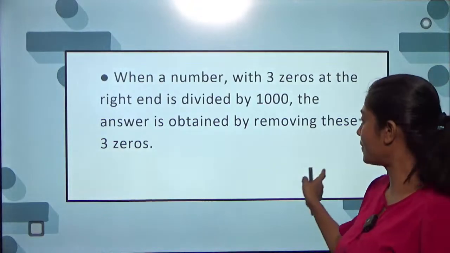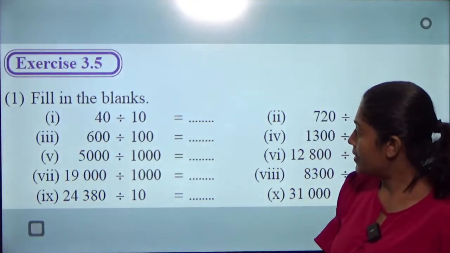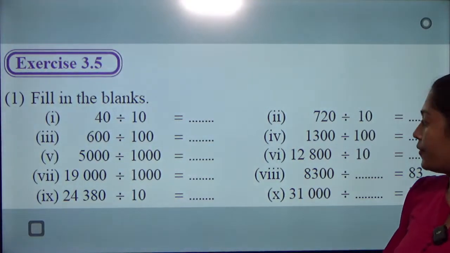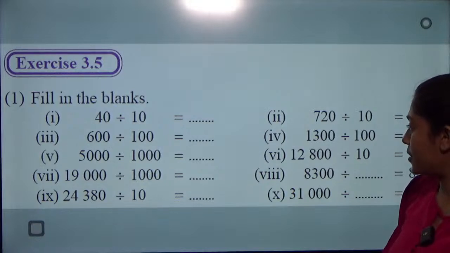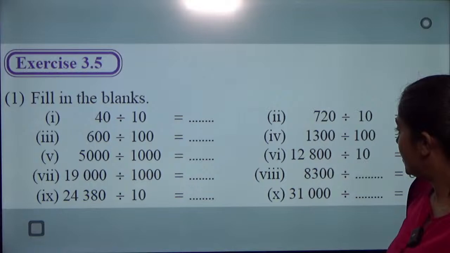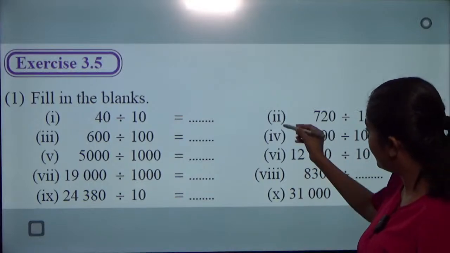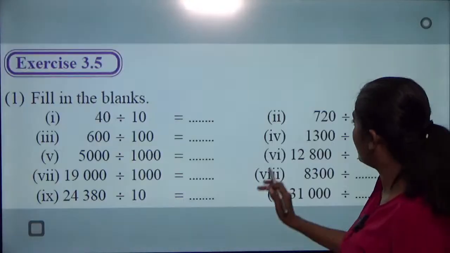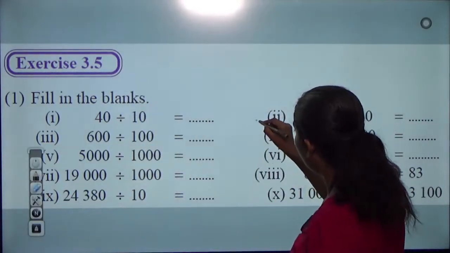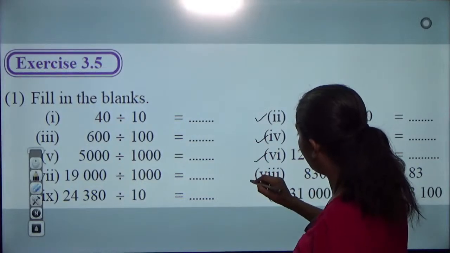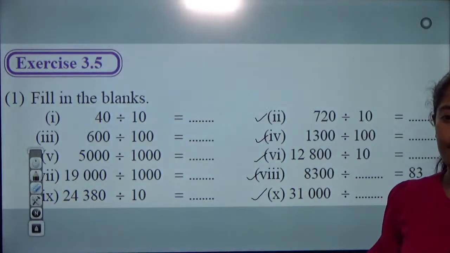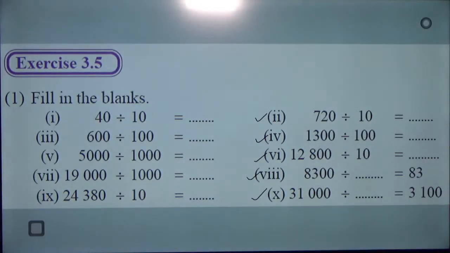Okay. Right. Then this is the exercise you have in your book, exercise 3.5. There are 10 questions. Shall we do these 5 questions? This one, this one, this one, this one. These 5 questions, can you answer? Okay. Right. Now you can answer those.